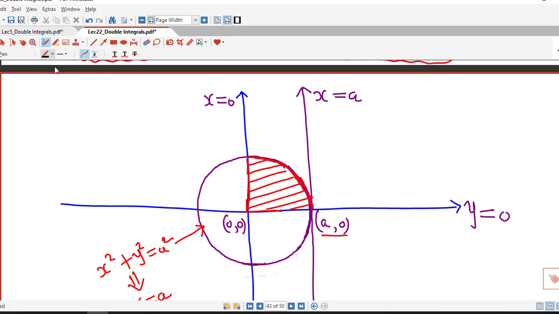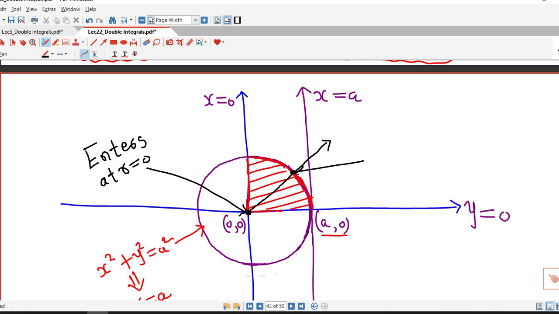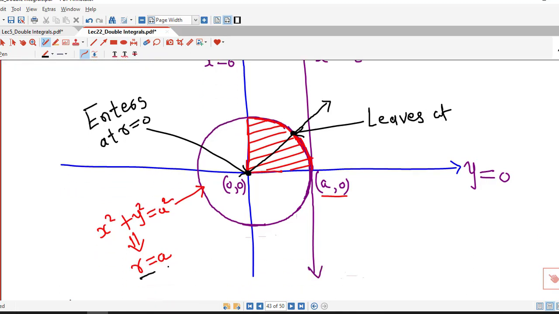Now we decide the limits of integration for variable r. For that we consider a ray starting from origin and passing through the region. The point at which the ray enters the region is at origin. So at that point the value of r is 0. The point at which the ray leaves the region is on the circle x square plus y square equal to a square, and on this circle the value of r is a. So r is from 0 to r equal to a.